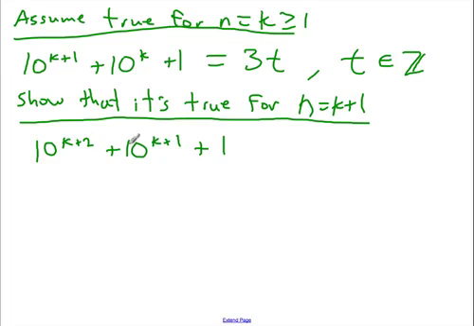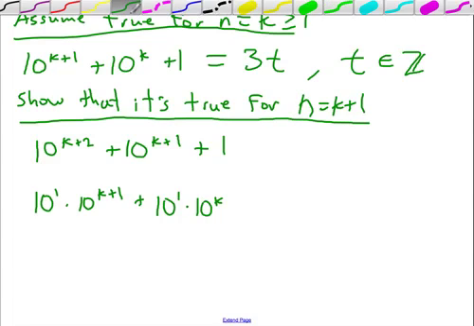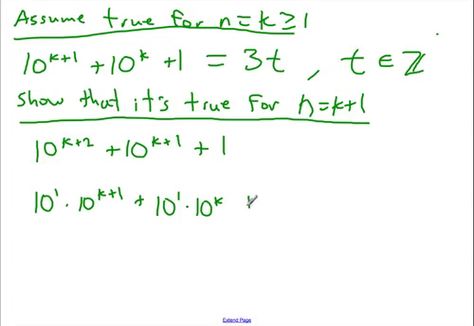So what we can do actually is factor out 10 from each of these terms. So we can have 10 to the power of 1 times 10 to the power of k plus 1. That gives you 10 to the power of k plus 2. And this is 10 to the power of 1 times 10 to the power of k, pardon. Okay, so now it's looking a little bit like our assumption. So we should be able to make a substitution sooner or later.